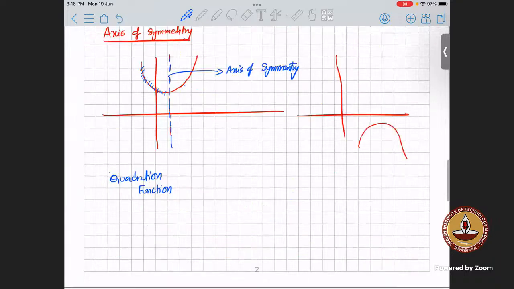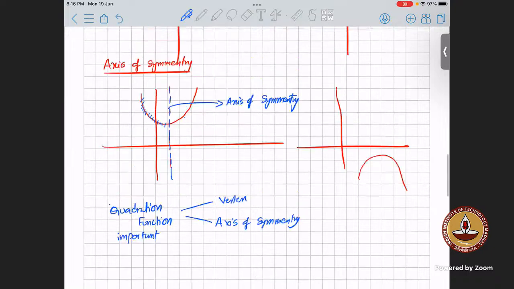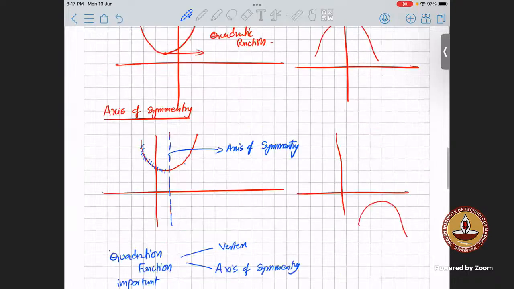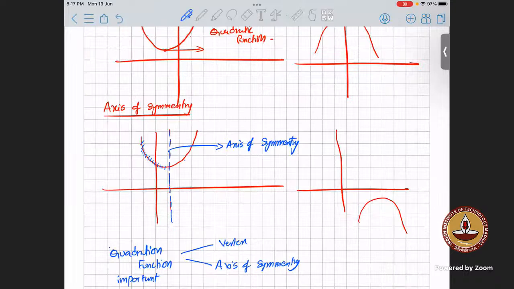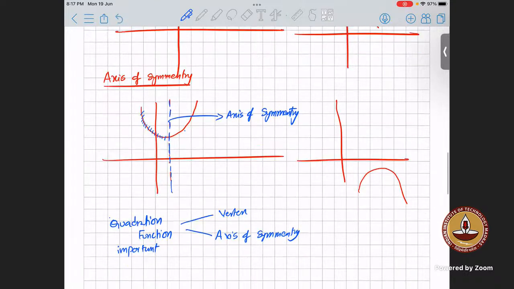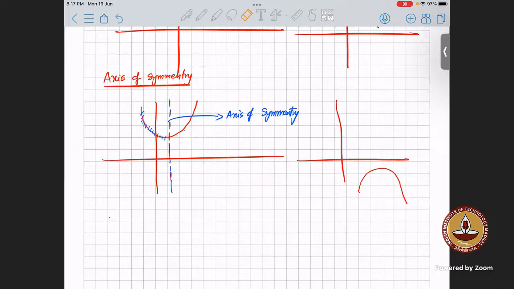Vertex and axis of symmetry. Look, what are the possibilities to define the parabola or to define the quadratic function? I will explain again. I think the y-intercept of a quadratic function is as part C.